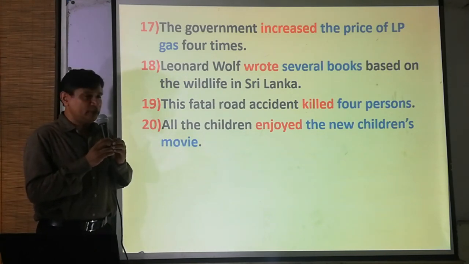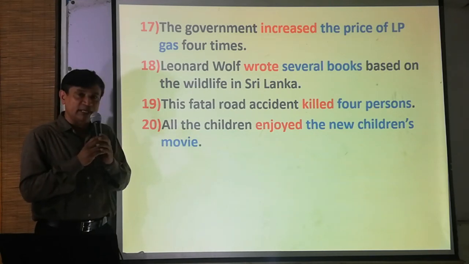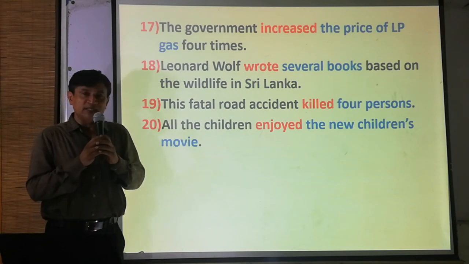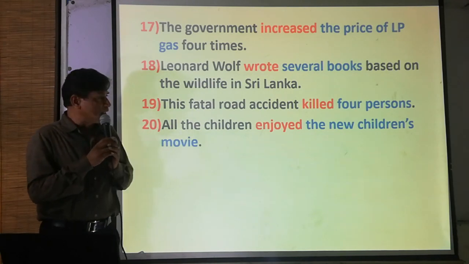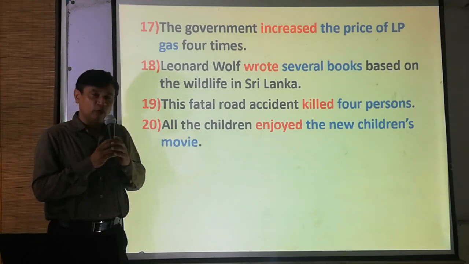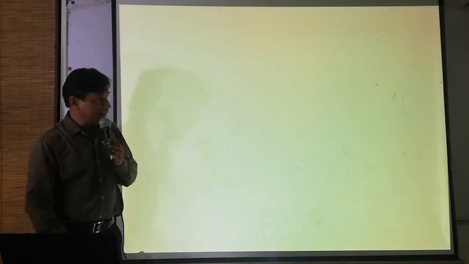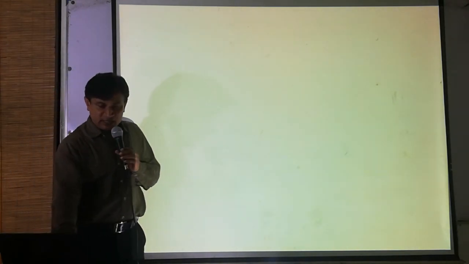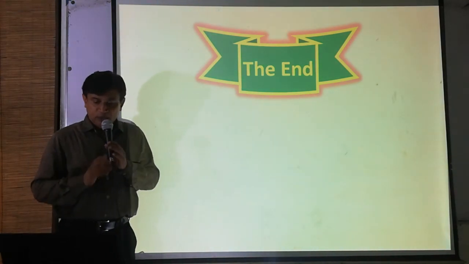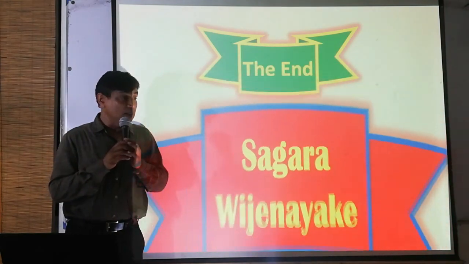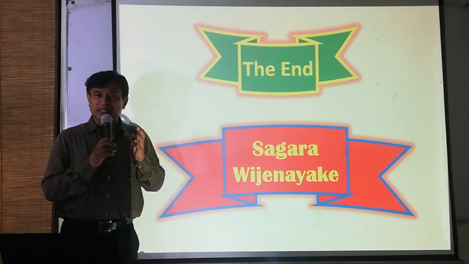Now you have to turn these sentences into passive voice. It is very easy for you because you can see the subject of these sentences in black color, the verb of all these sentences in red color, and the object of all these sentences in blue color. Right, so now we are coming to the end of the lesson in simple past tense passive voice. I hope to meet you again in another interesting grammar lesson in my next video. Until then have a nice time, goodbye.